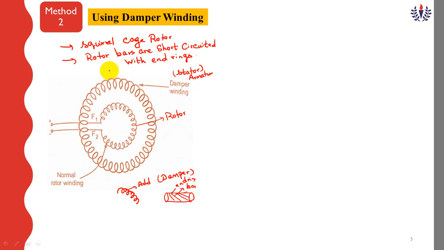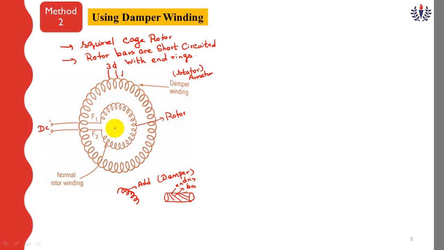Here in the damper winding we are giving the three-phase AC supply. Once we give the three-phase AC supply to the stator, the motor starts rotating as an induction motor at subsynchronous speed. Then we have to give DC supply to the field winding.